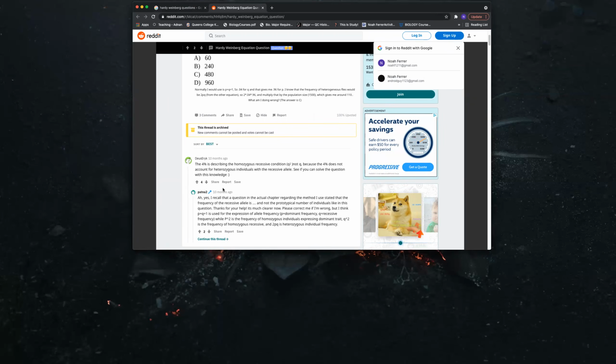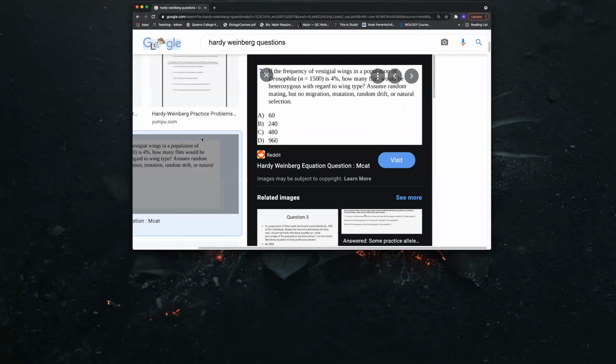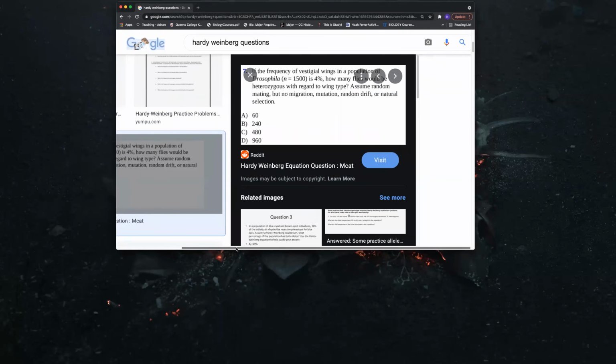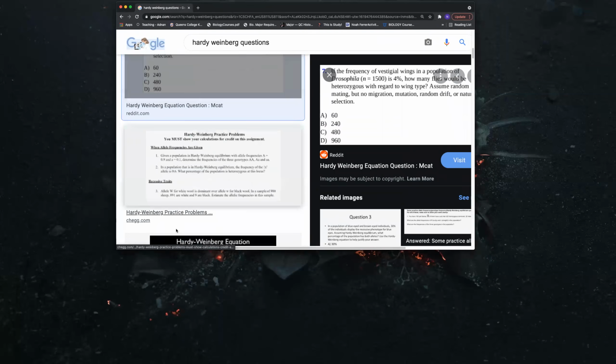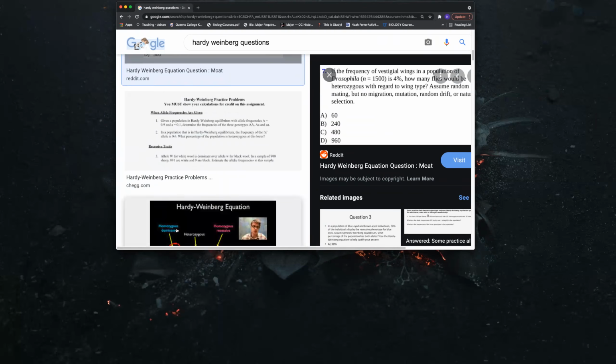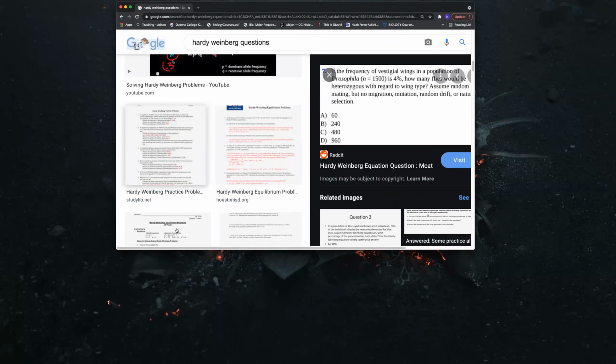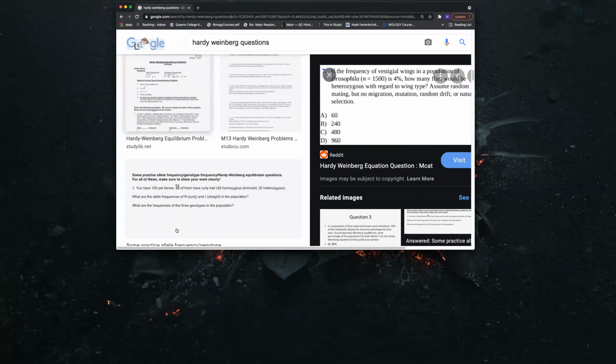Yeah. So okay, that question, because it didn't tell us that the 4% is the homozygous recessive, aka Q squared is equal to 0.04.